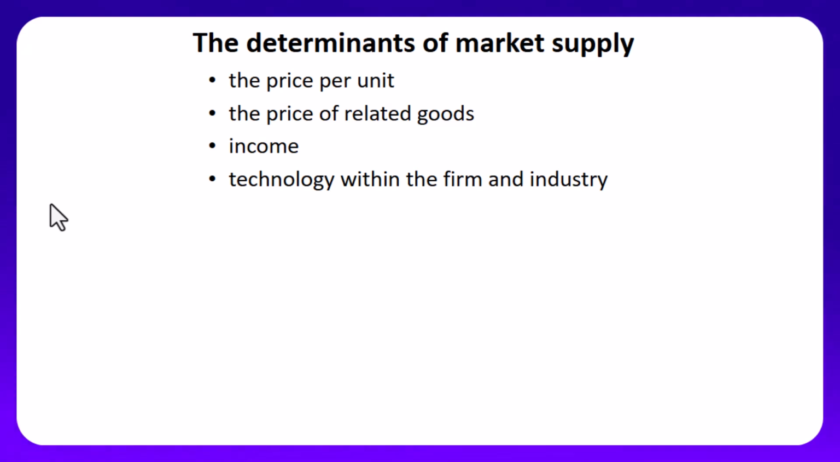Technology within the firm. As technology improves, becomes cheaper, perhaps the company will produce more. If the technology becomes more sophisticated and more expensive, then the company might start to produce less. So the costs within the business is related to the technology it uses. If it's labour saving and cheap, then perhaps output will increase.